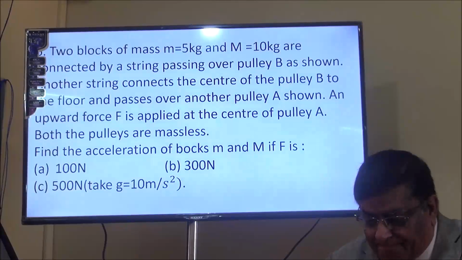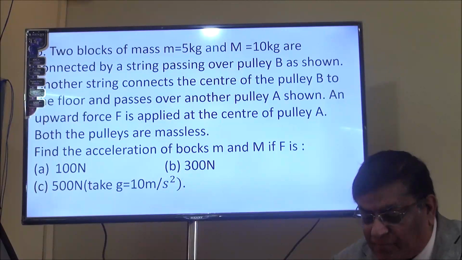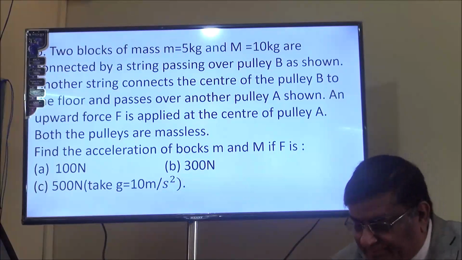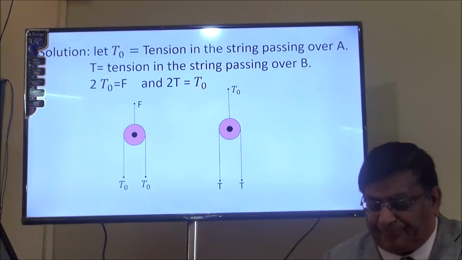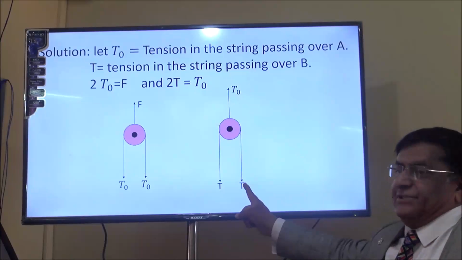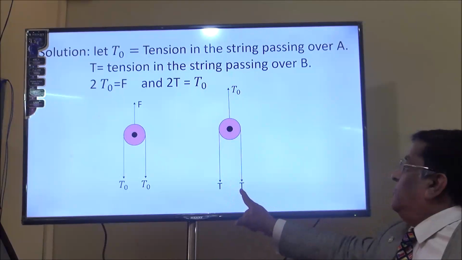An upward force F is applied at the center of the pulley. Both the pulleys are massless. Find the acceleration of blocks M and M if F is equal to 100 Newton. This is a pulley, with masses 5 kg and 10 kg. The tension in the string is how much?